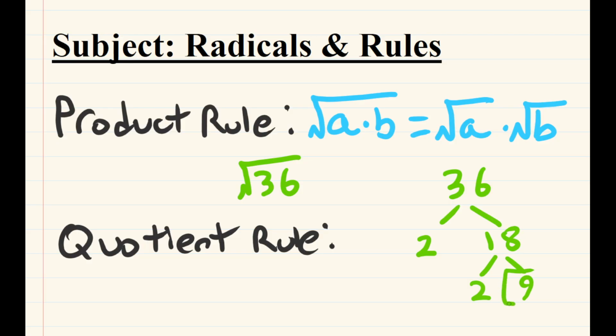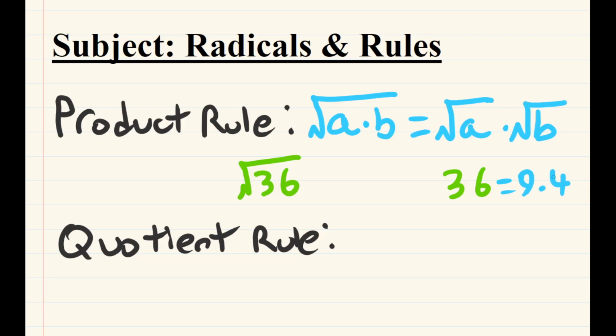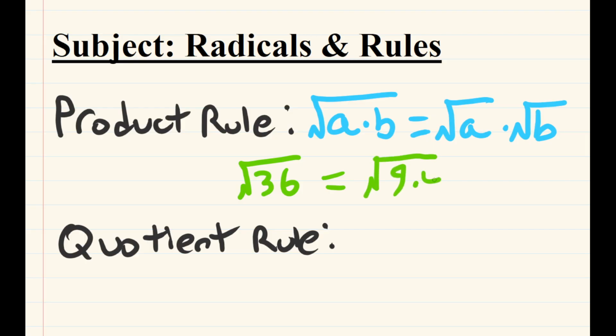So let's take this 9, and then let's multiply these two 2's together to make 4. Basically we can rewrite 36 as 9 times 4. There's a special reason why I want it rewritten this way. So 36 is 9 times 4. Therefore, the square root of 36, or radical 36, equals radical 9 times 4.